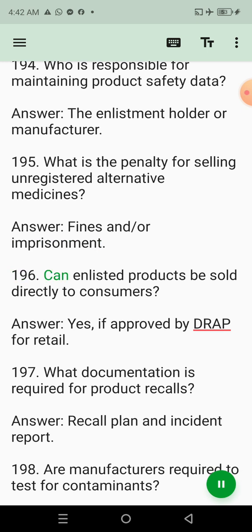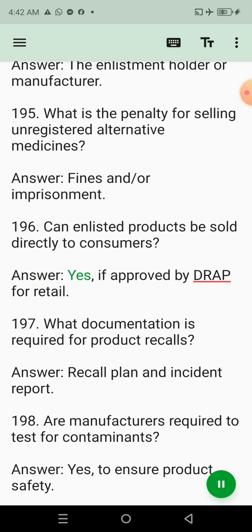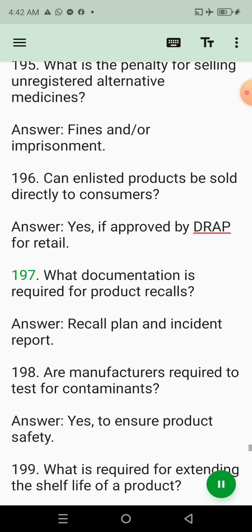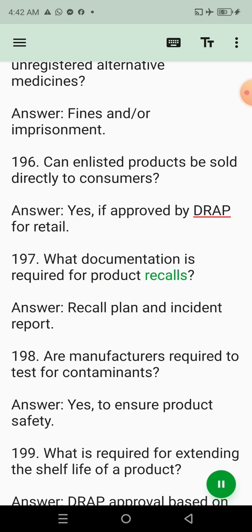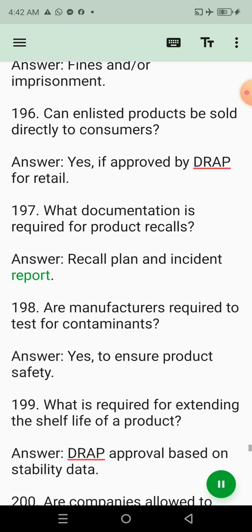196. Can enlisted products be sold directly to consumers? Answer: yes, if approved by DRAP for retail. 197. What documentation is required for product recalls? Answer: recall plan and incident report.